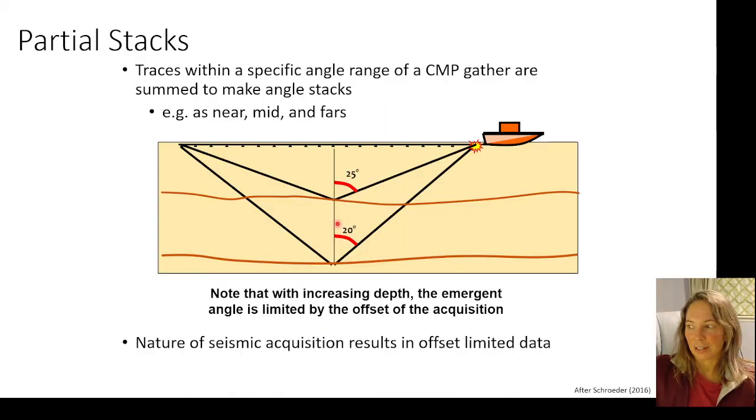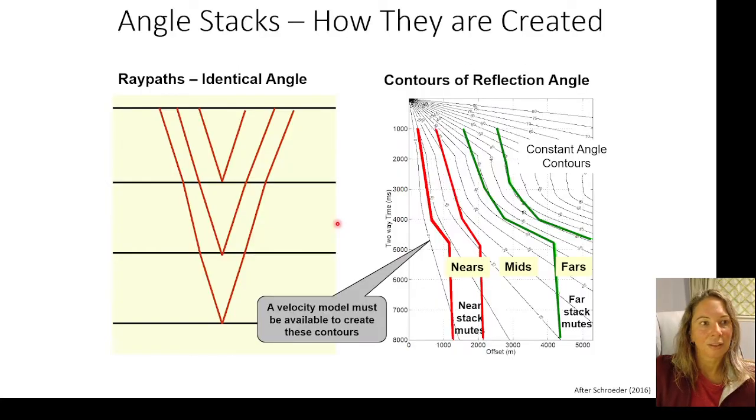And so those partial stacks that we may be interested in are where we sum traces that have a very specific angle range. So you may have heard of these called your nears and your mids and your fars. In those cases, our nears are angles maybe from 0 to 10 degrees of reflection from the vertical, and all of them are stacked together. Whereas our fars may be more of the angles 20 to 35 degrees, and you can even have your ultra fars. And so those can be stacked and created.